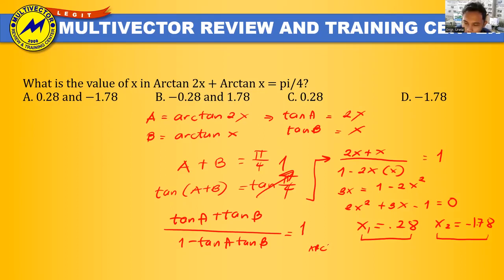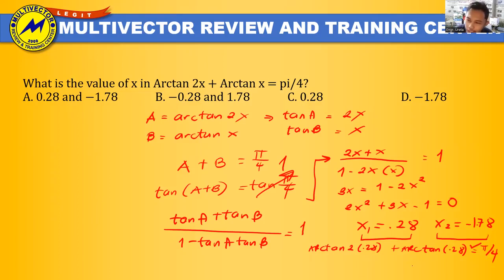arctangent ng 2x where yung x natin, yung first x natin, which is just 0.28, plus arctangent ng x, which is just equals to 0.28, is just equals to pi all over 4. Okay, so pag chinek nyo yan, class, tama yan, or mapuprove natin na tama siya.